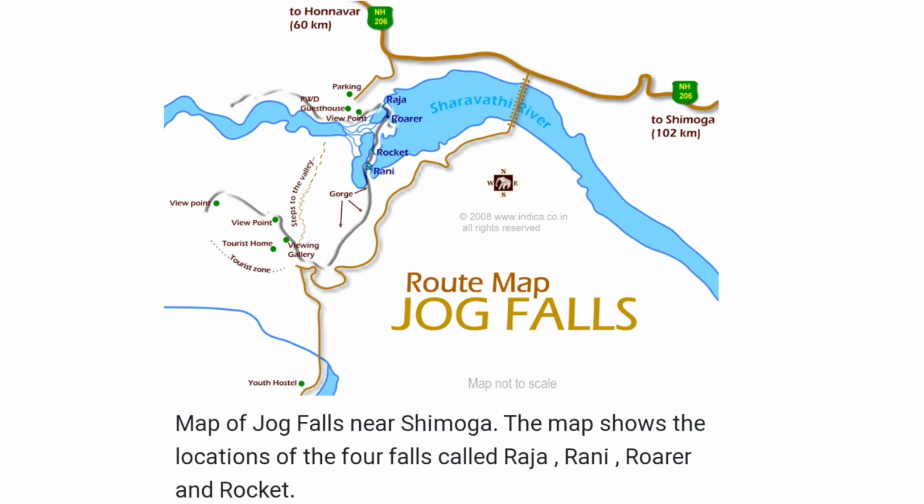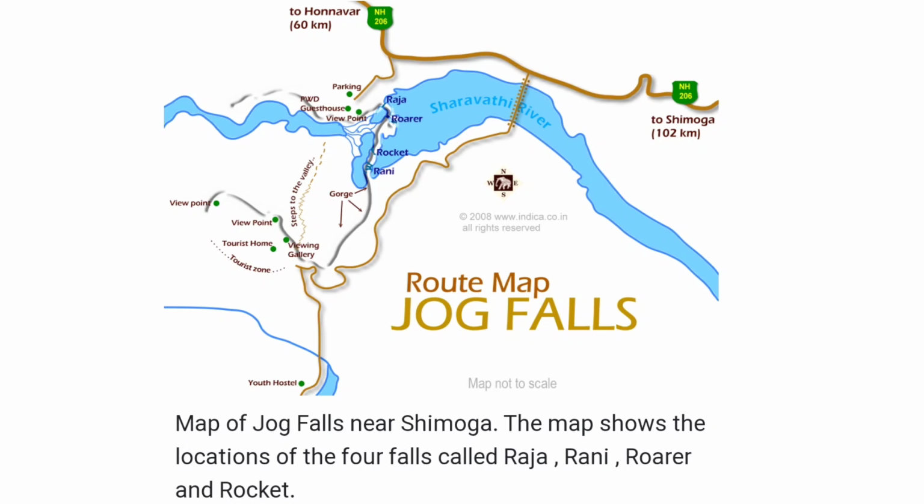And this is Jog Falls. Jog Falls is a major tourist spot located in the Shimoga district of Karnataka, India. It is located at a distance of around 100 km from Shimoga, 30 km from Sagar Taluk and 60 km from the town of Sirsi.